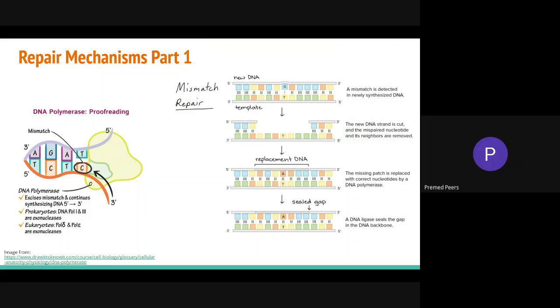Other corrections occur after replication. For example, if a small incorrect insertion or deletion occurs, a pair of complexes recognizes this error, binds to the problematic bases, and cuts the DNA around the mismatch. Other enzymes will then cut out the section of DNA containing the mismatch, and DNA polymerase will insert the correct sequence of nucleotides. Then DNA ligase will seal the DNA cut.